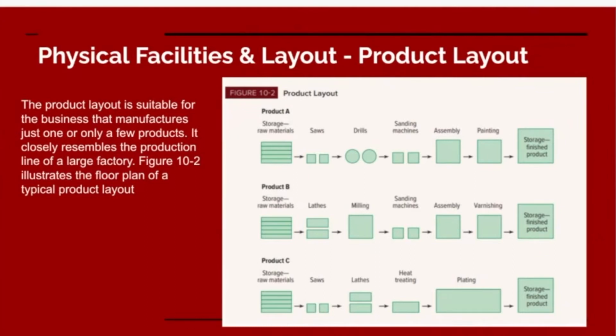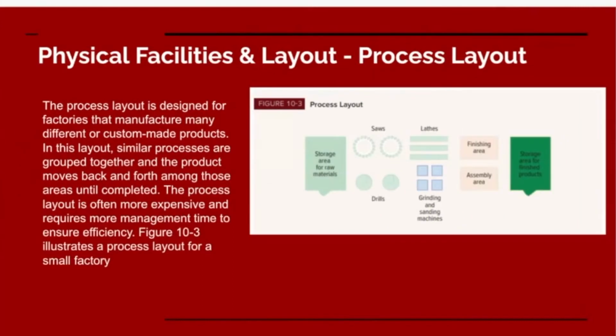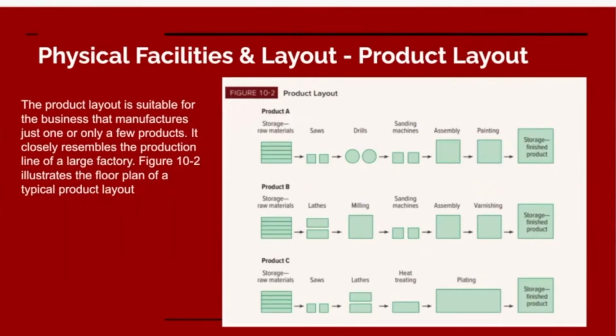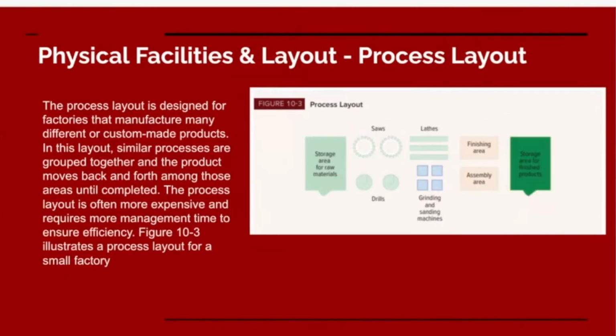Or product C, which gets moved from storage to saw to lathe to heat treating to plating, to storage. So it really depends on the type of product. But the thing is that it will follow a natural flow. It should follow a natural flow as the work gets done on the product. So that's known as the product layout, which is really geared up for the product.